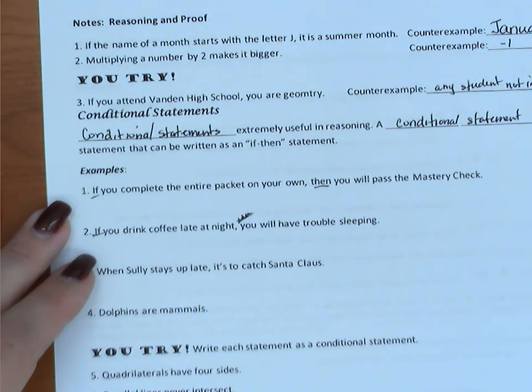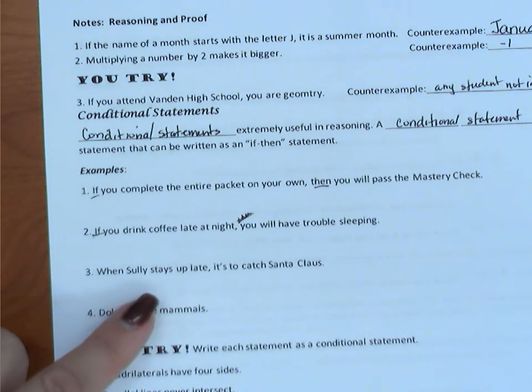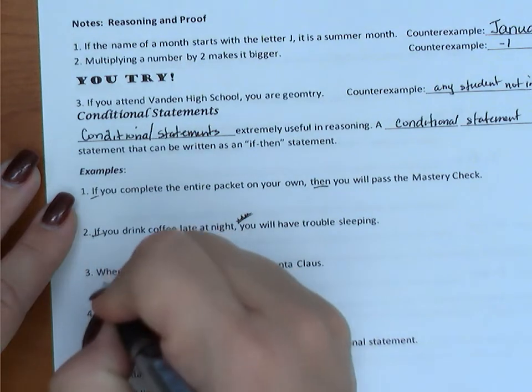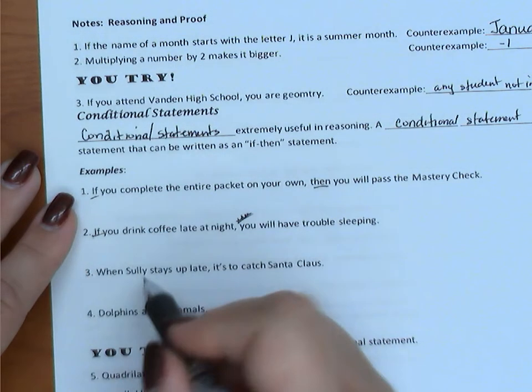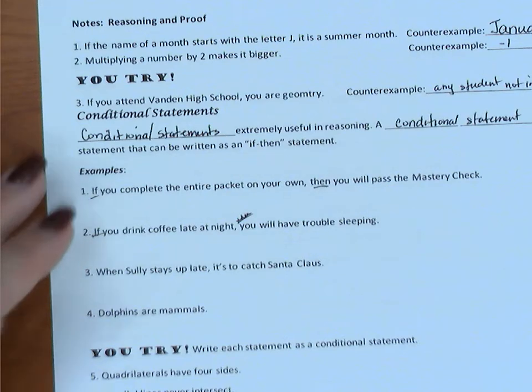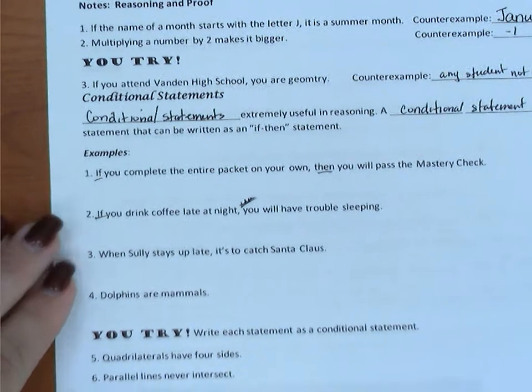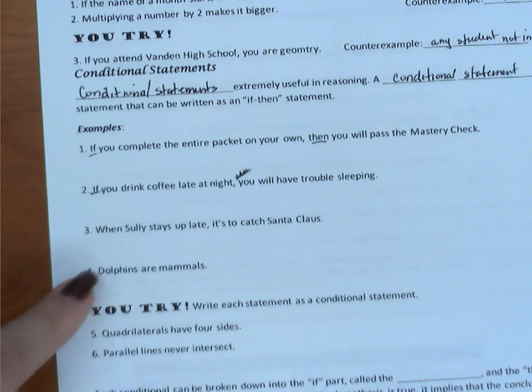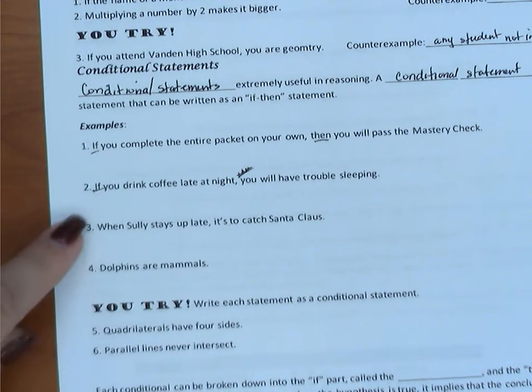Okay? So when Sully stays up late, it's to catch Santa Claus. So this is kind of an if-then. If Sully stays up late, then she's going to catch Santa. Obviously, we're talking about Christmas Eve. Number 4, dolphins are mammals. This is not a conditional statement. This one is not clearly a conditional statement.